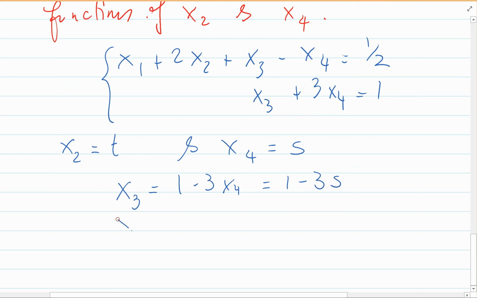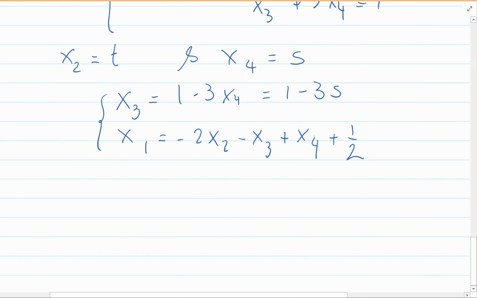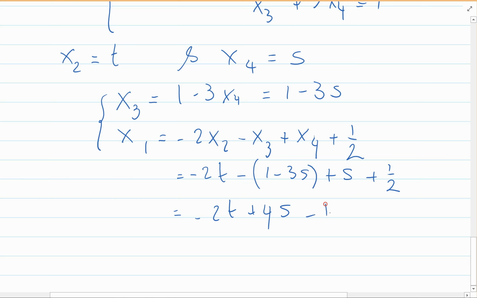Okay, and what is x1? x1 will be minus 2x2 minus x3 plus x4, plus 1/2. Okay, so we will get that this is equal to minus 2t minus 1 minus 3s plus s plus 1/2, which gives me minus 2t minus 1 plus 3s plus s, 4s, and then minus 1 plus 1/2, minus 1/2.